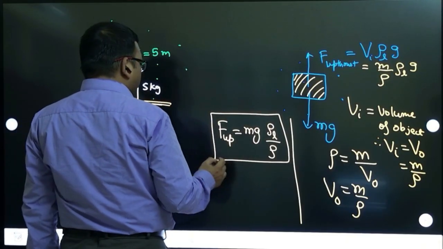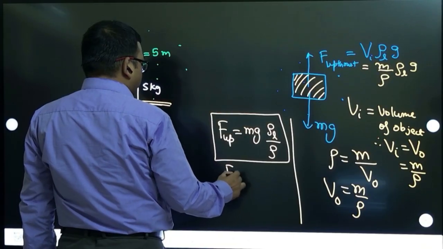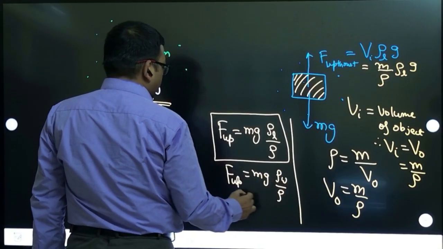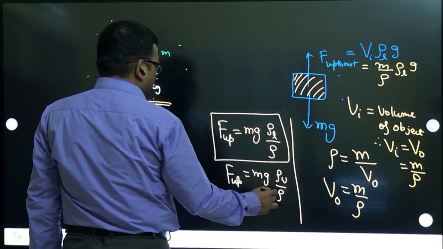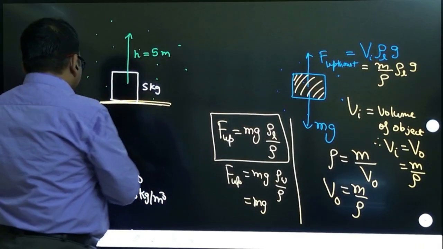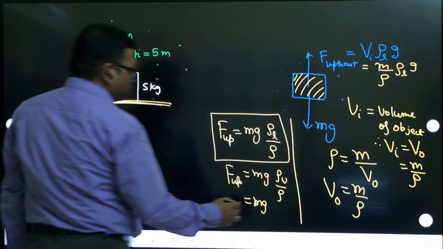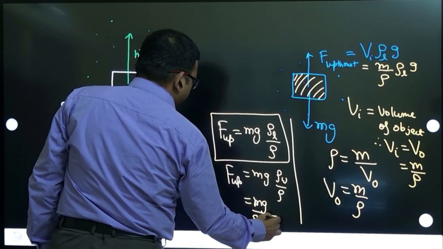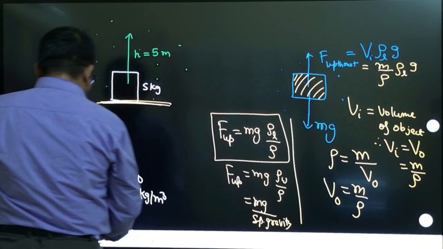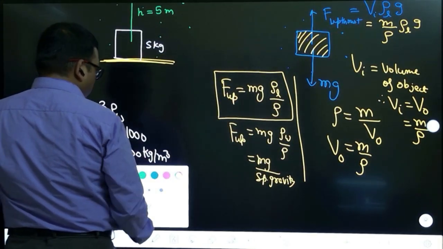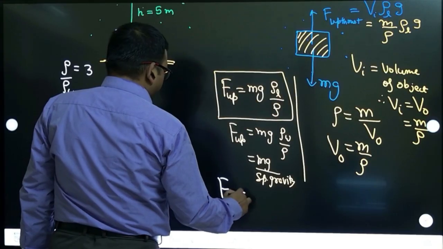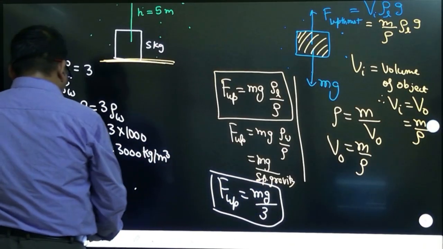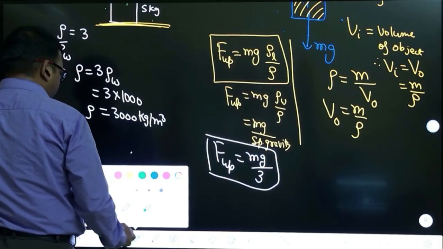Now here, what is the liquid? Liquid is water only, right? So upthrust is equal to mg times density of water by density of object, and this is like 1 by specific gravity, which is given as 3. So the upthrust is equal to mg divided by 3. First we have to understand that. The upthrust which is going to act in water is mg by 3.